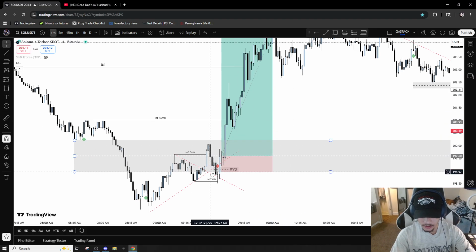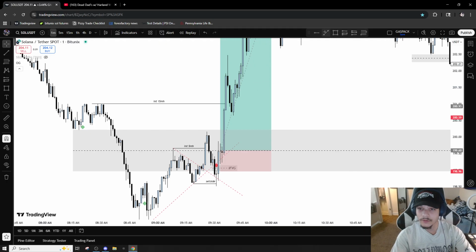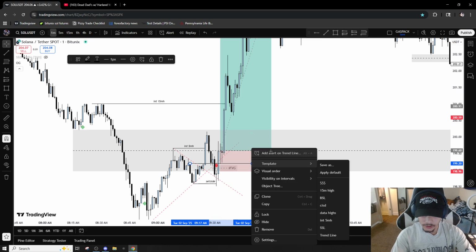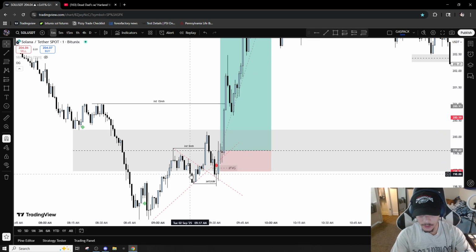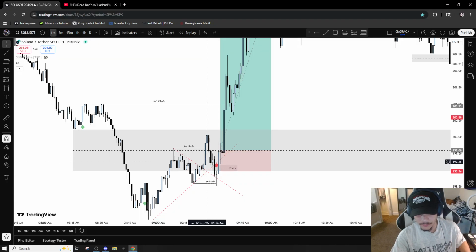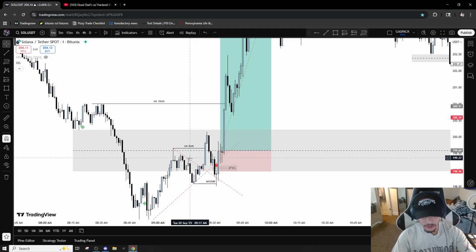I mean, we already had our change in state. We had everything. If you want to see right here, technically, I would say that's my change of state. Some people will put it here, which is understandable. I put mine here, change of state. All right, perfect. We have the inverse fair value gap. We tapped the change of state that normal people would put it on. I just put it here because it's a break of structure, change of state. It's all pretty much the same area right here.